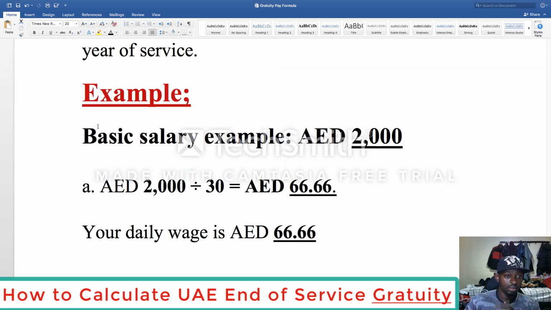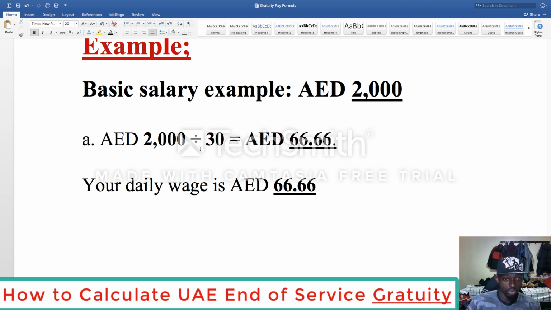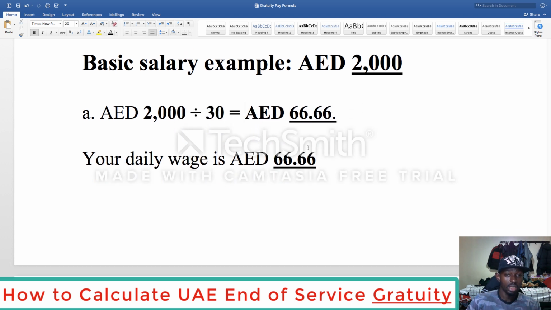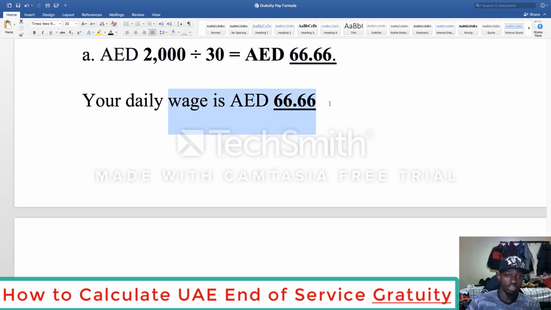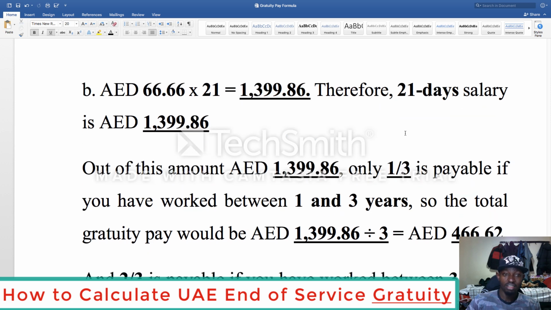Now let's exemplify in mathematical figures. Let's use the same salary for convenience and for purpose of time. Of course, we first have to get our daily wage. 2,000 divided by 30, we are going to have 66.66. That's our daily wage. Now, 66.66 multiplied by 21, you are going to have 1,399.86, which is our 21 days salary. This is the gratuity for 1 year of service.